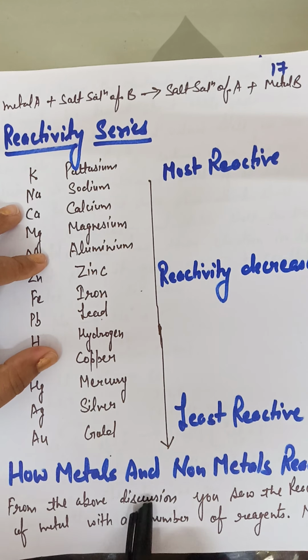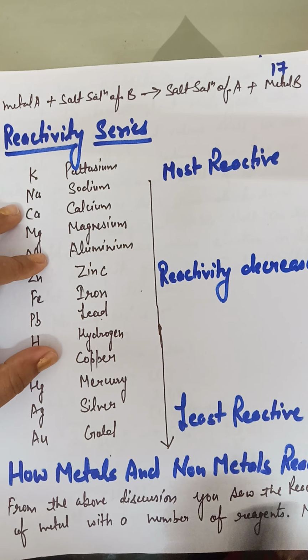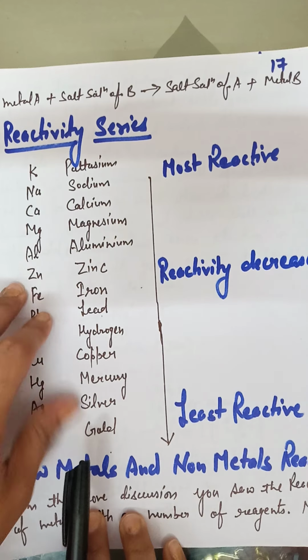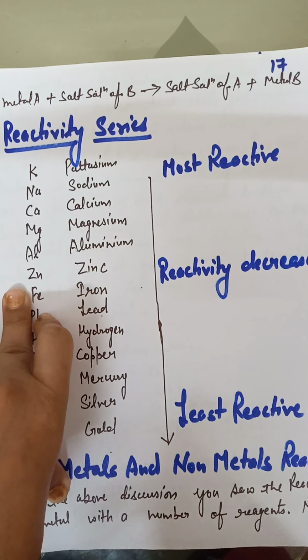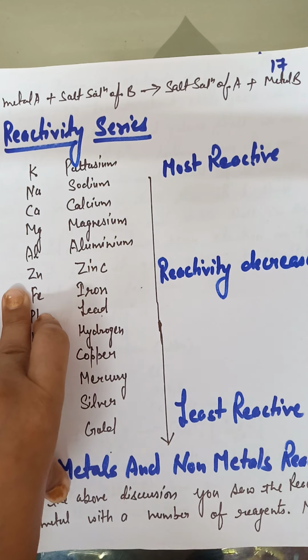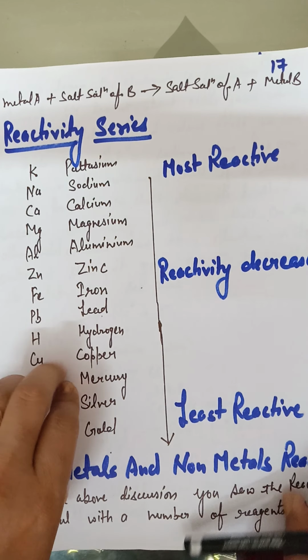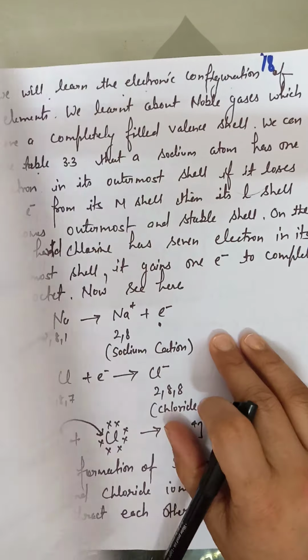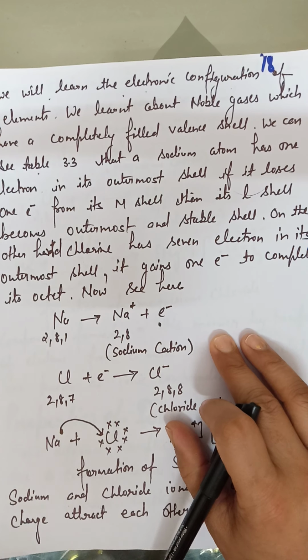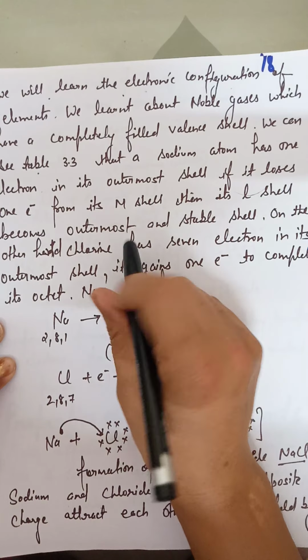From the above discussion you saw the reaction of metal with a number of reagents. As we have observed, the metals are reacting with water, they are reacting with oxygen, they are reacting with acid. So we have seen different types of reactions of metals. Now we will react the metal with non-metal. It is given here. We will learn the electronic configuration of elements.